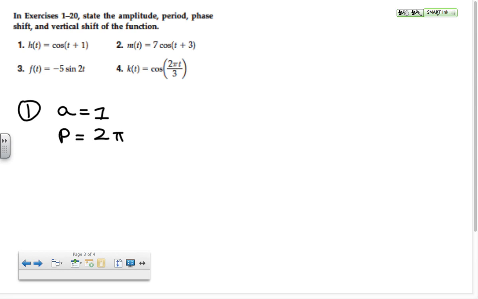All right. Our phase shift is negative b over c. That's what the formula says. So we have a negative 1 over c in this case, which is 1. So our phase shift is negative 1. And our vertical shift is, you'll notice there's nothing added onto the end of the function, so our vertical shift is 0. And this is all you have to do for these. Right? You have to be able to pull this information out.